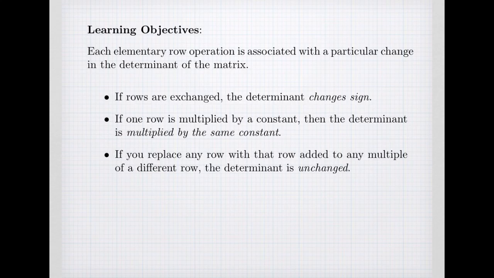Each of these three operations changes the determinant of the matrix in some way. If rows are exchanged, we'll discover that the determinant changes sign. If we multiply one row by a constant, then the determinant will be multiplied by the same constant. And I wasn't quite completely accurate. One operation doesn't change it at all. If we replace a row by a row plus a multiple of another, that actually does not change the determinant. So if I can do row operations and put a matrix in a row echelon form, I can use these properties to calculate my determinant.